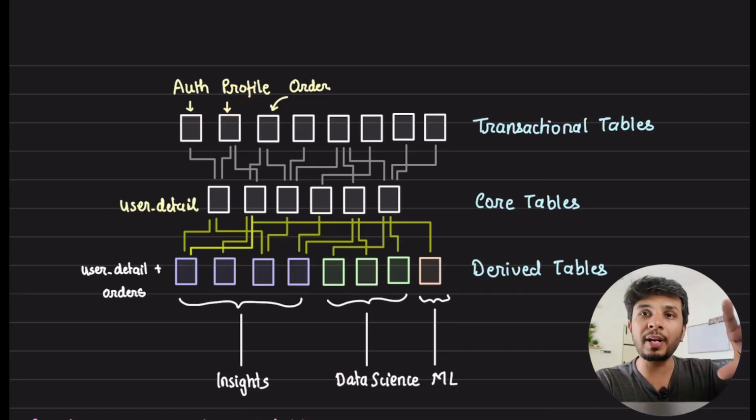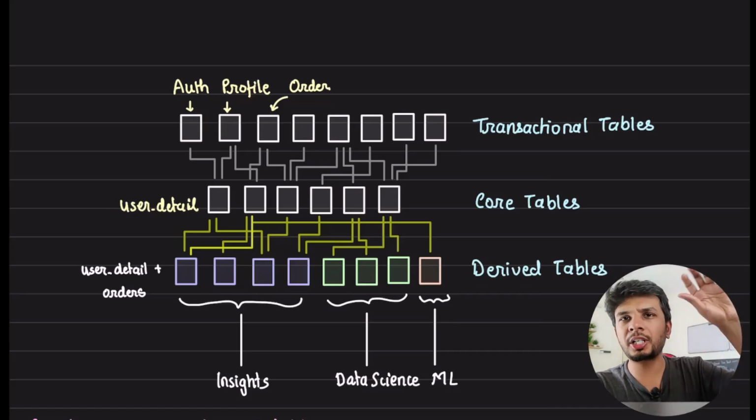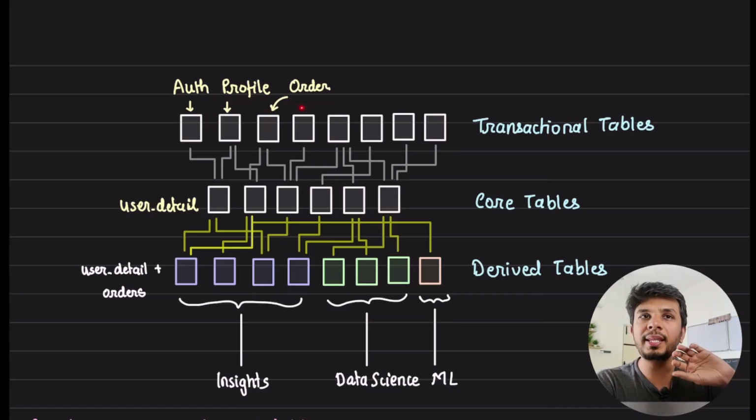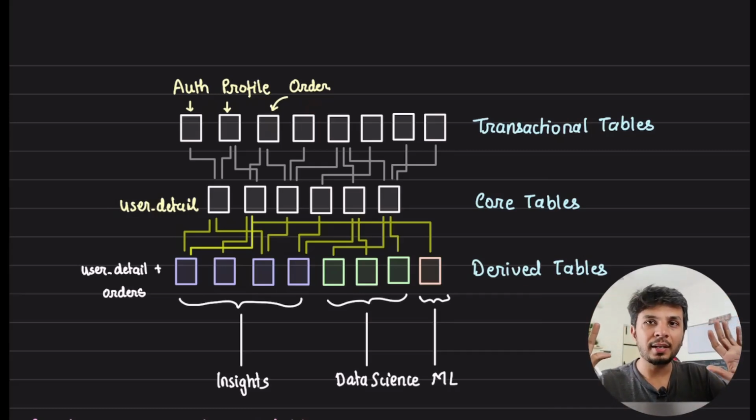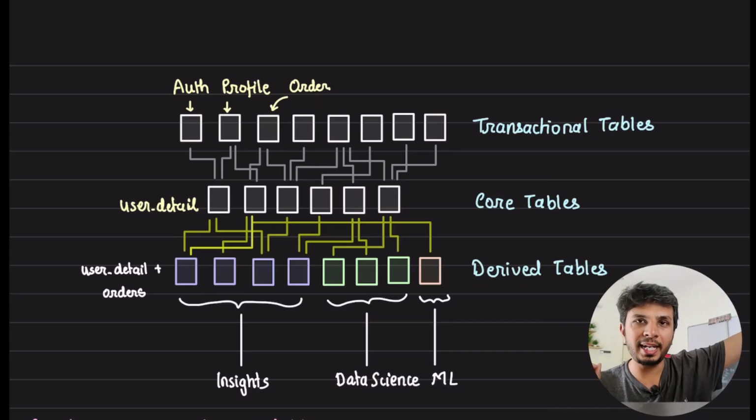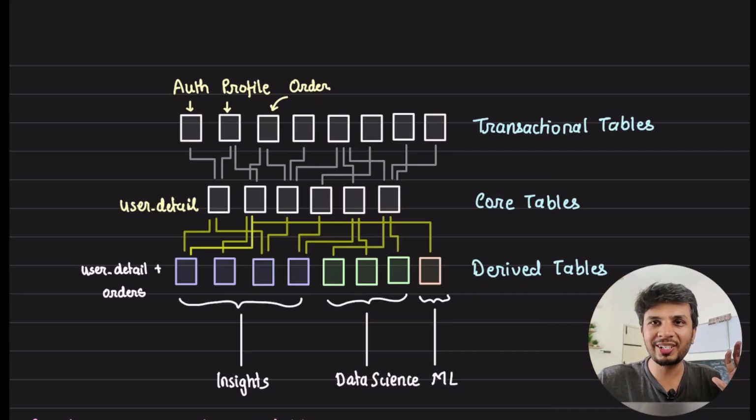Profile table stores your profile information, for example, your time zone, location, preferences and whatnot. And then you have an orders table in which you have placed orders. Now, these three tables, like your auth and profile, can be part of one database. Orders is part of your orders database, right?